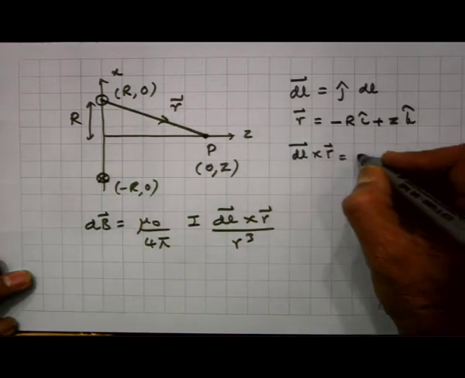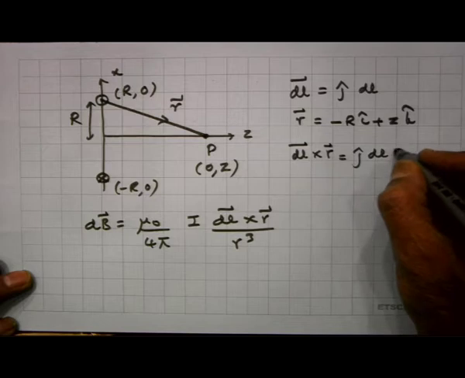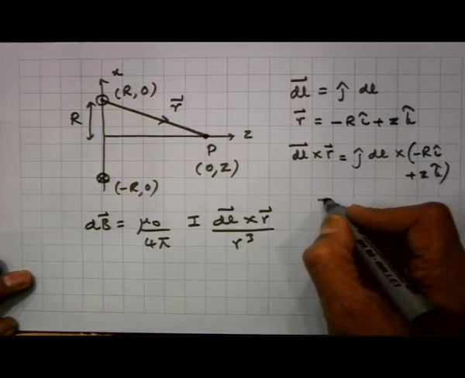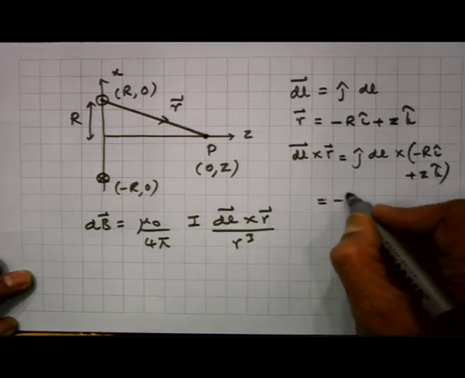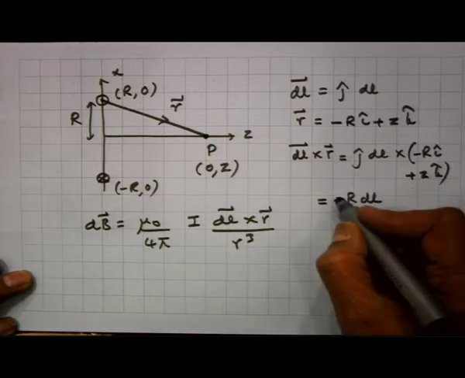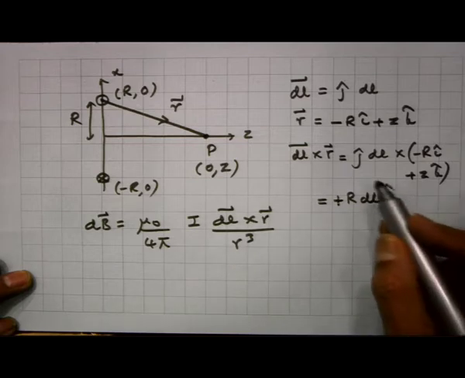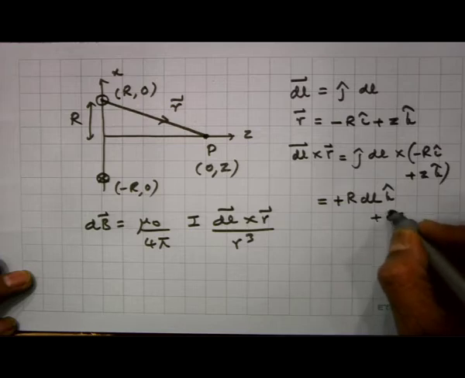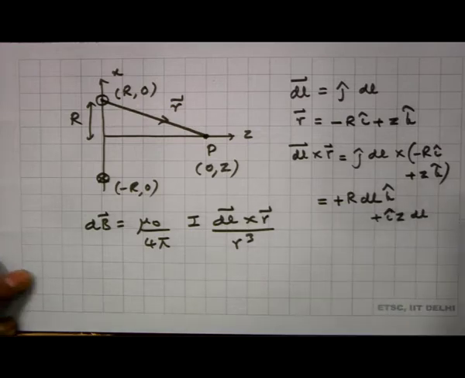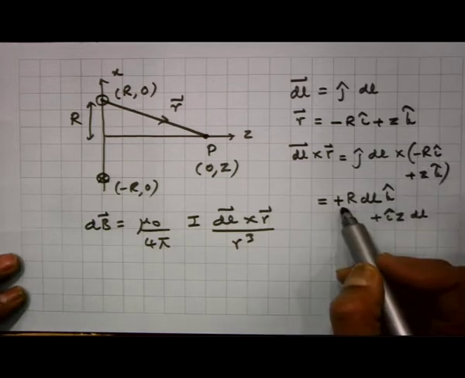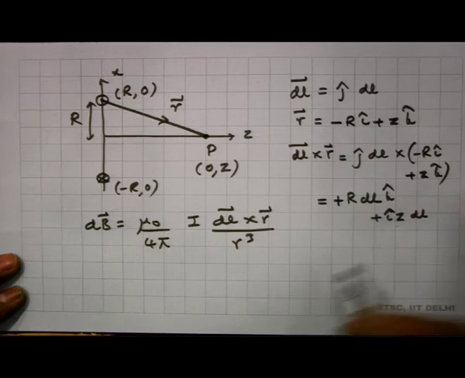So, dl cross r will be equal to j dl cross minus r i cap plus z k cap, which is equal to, now, minus r dl, j cap cross i cap is minus k cap. So, this becomes plus k cap. j cap cross k cap is i cap. So, plus z dl i cap. j cap cross i cap is minus k cap, with a minus sign becomes plus here, and j cap cross k cap is i cap, which is z dl.